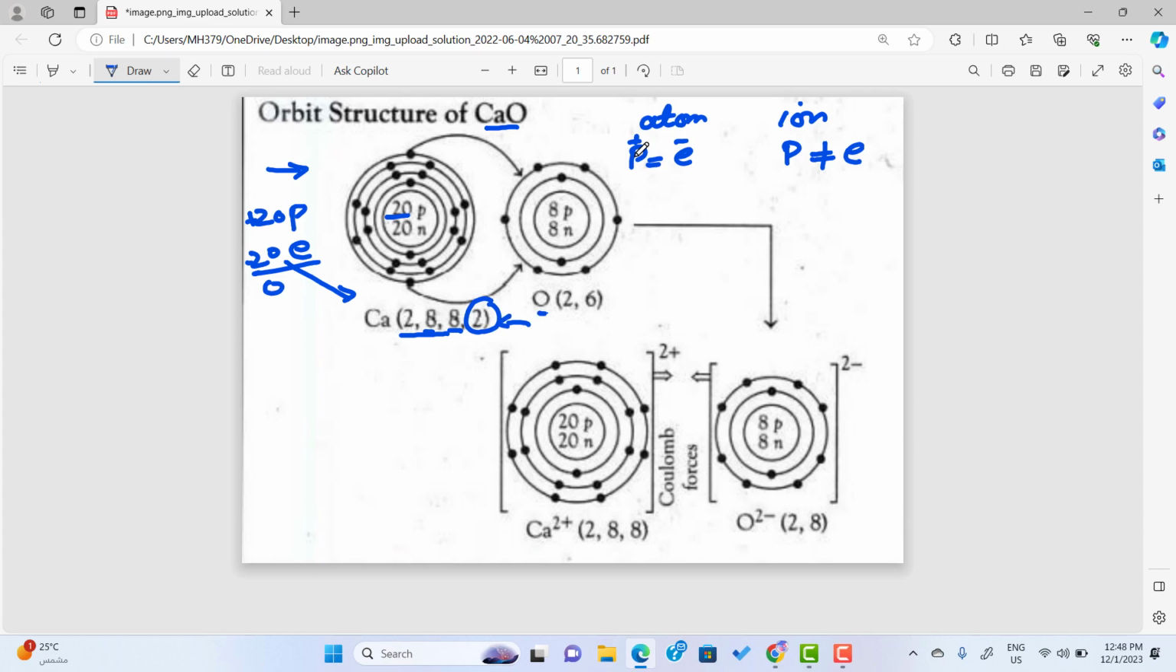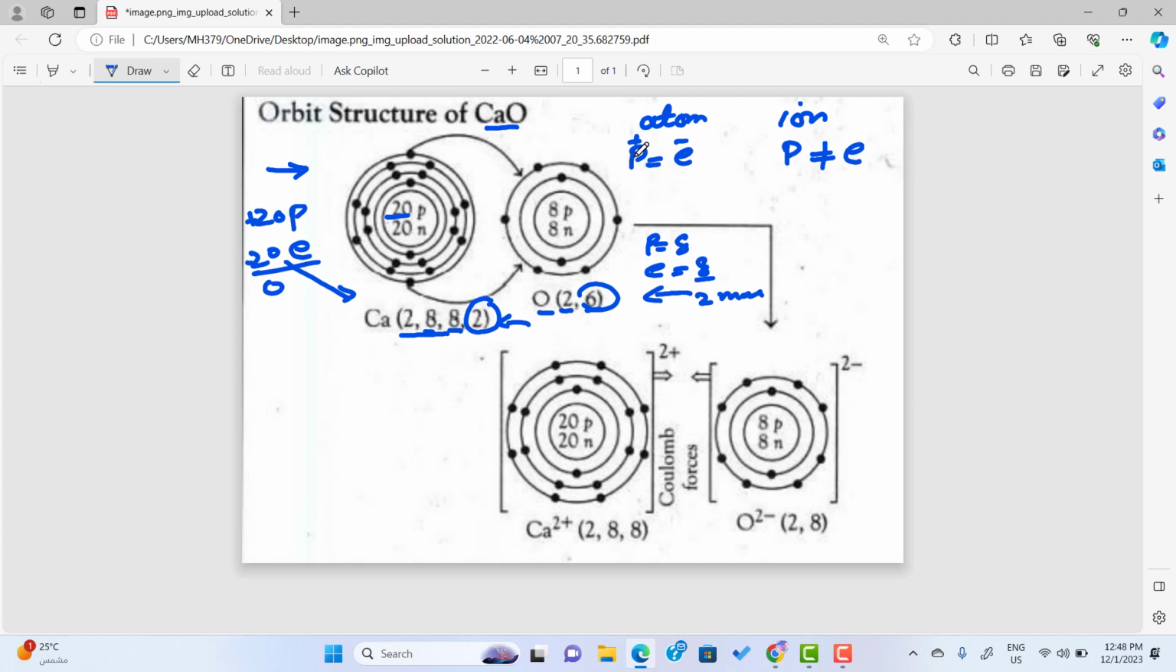Understand? If you talk about oxygen, oxygen is an atom because the number of protons equals the number of electrons. How many protons here? 8. How many electrons are here? 8. Got it? If I draw the electronic structure for oxygen, total 8 electrons. First shell 2 will come, second shell 6 will come. Its second shell is not complete. It means how many does it need to complete the second shell? 2 more. Now what will happen in ionic bonding?